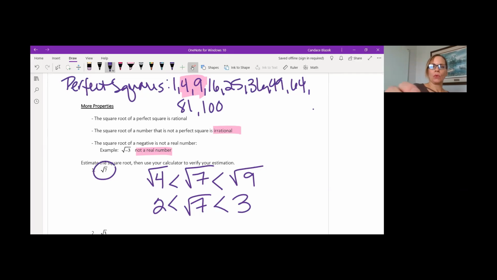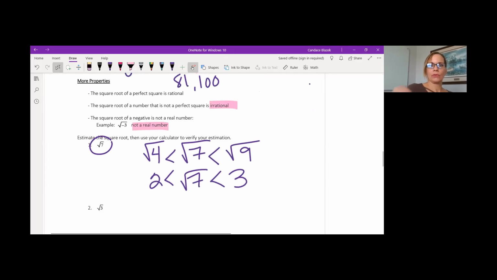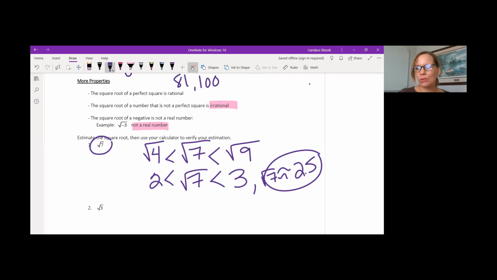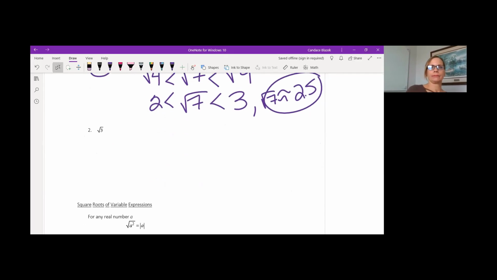So what I'm going to do is estimate that the square root of 7 is approximately, so it's a squiggly equal sign, approximately 2.5, because it's almost in the middle, very close. Let's take a look at another one. The square root of 3.